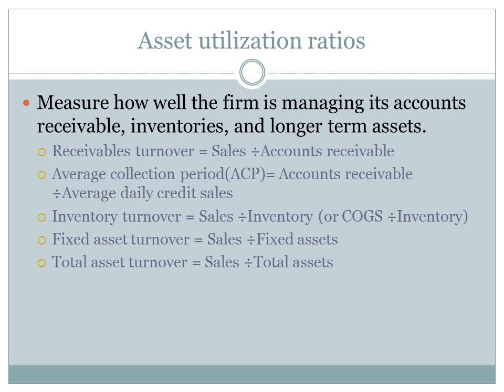Asset utilization ratios measure how well the firm is managing its accounts receivable, inventory, and long-term assets. So asset utilization ratios include receivables turnover and average collection period. ACP is also called days sales outstanding. Then inventory turnover, fixed asset turnover, and total asset turnover.